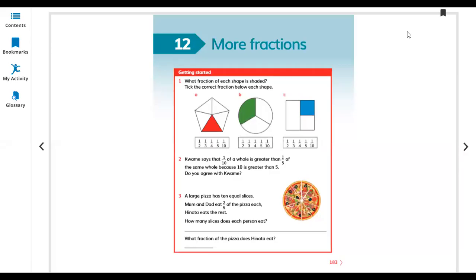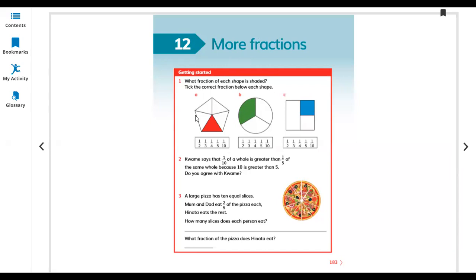Hello everyone, today I'm starting Unit 12 from the Grade 3 Math Learner book. So let's start. More fractions. What fraction of each shape is shaded? Tick the correct fraction below each shape.